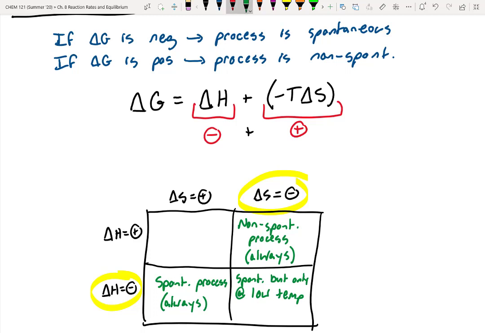So let's take an example of this, right? So in this example, let's imagine that we've got water freezing. So I'm going from H2O liquid to solid water, right?